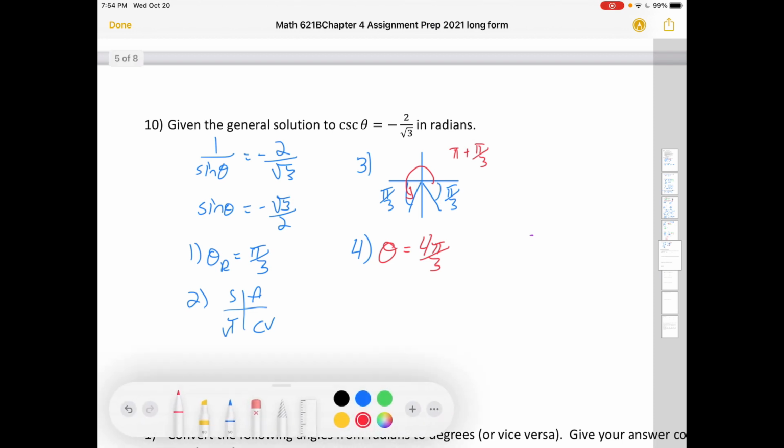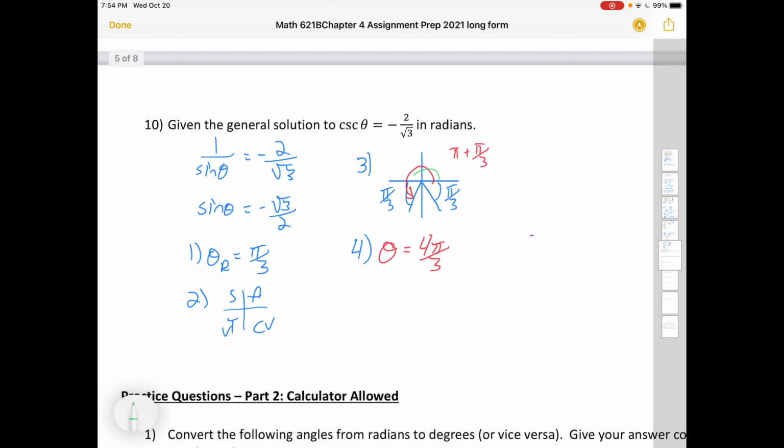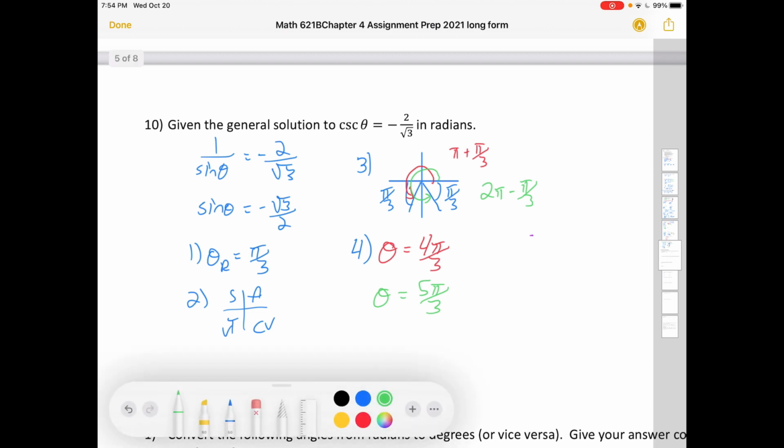And I'll grab a different color. This next one over here would be like 2 pi minus pi over 3. Okay, so that's 5 pi over 3. Those are the first positive solutions.